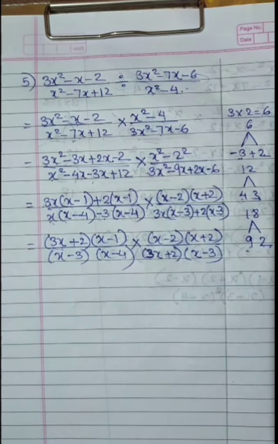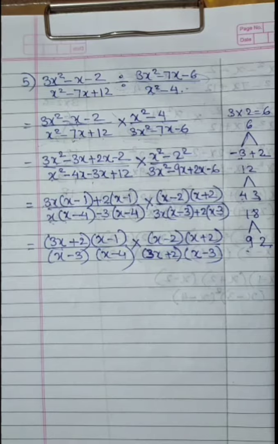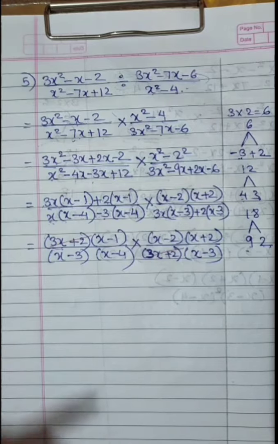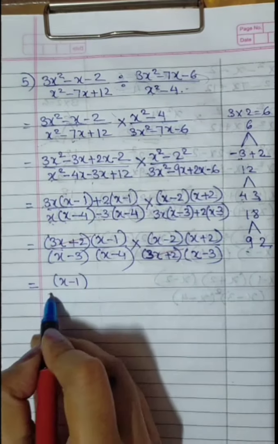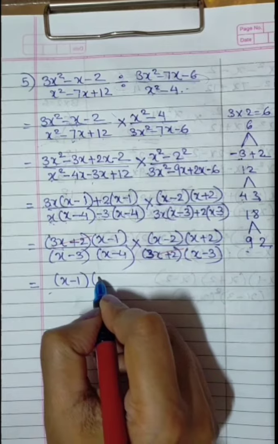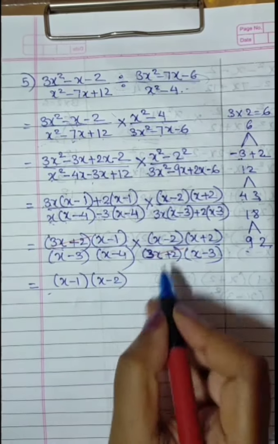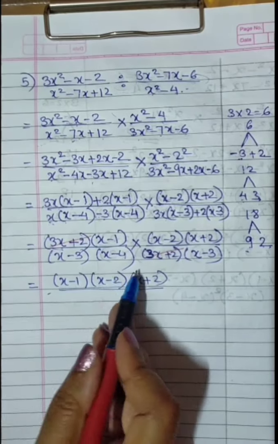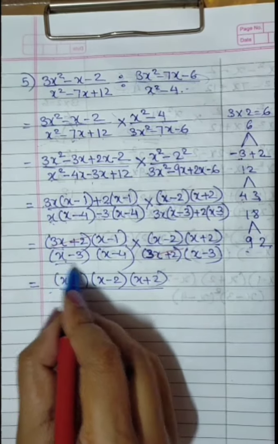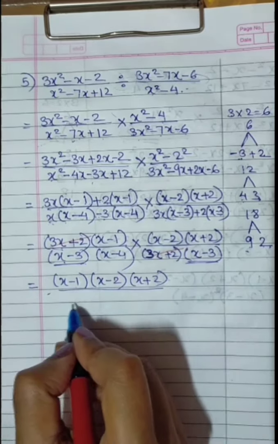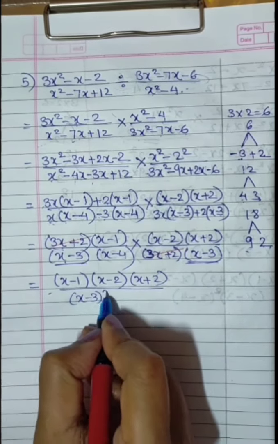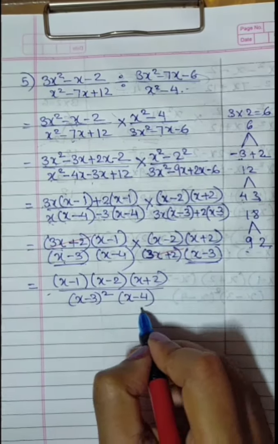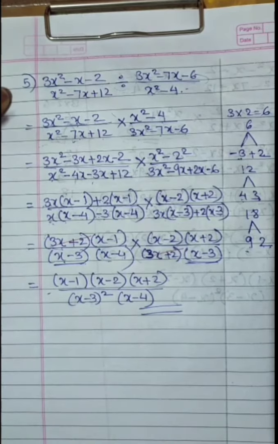Now we have to see which is going to be cancelled. Doing this. Okay, now remaining will come as it is. I am writing x minus 1, then x minus 2, then x plus 2 upon, you can see 3x minus 3 is there, so we will write x minus 3 square and x minus 4. We got answer for question number 5.